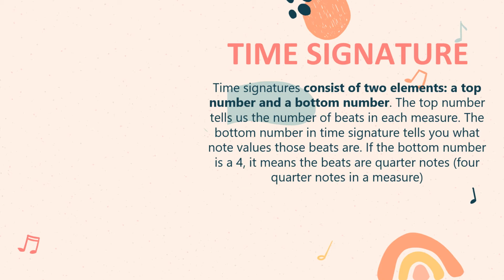Okay, so time signatures consist of 2 elements, a top number and a bottom number. The top number tells us the number of beats in each measure. The bottom number in time signatures tells you what note values those beats are. The top number tells us how many beats are in each measure, while the number below tells us what note value each beat has. Okay?